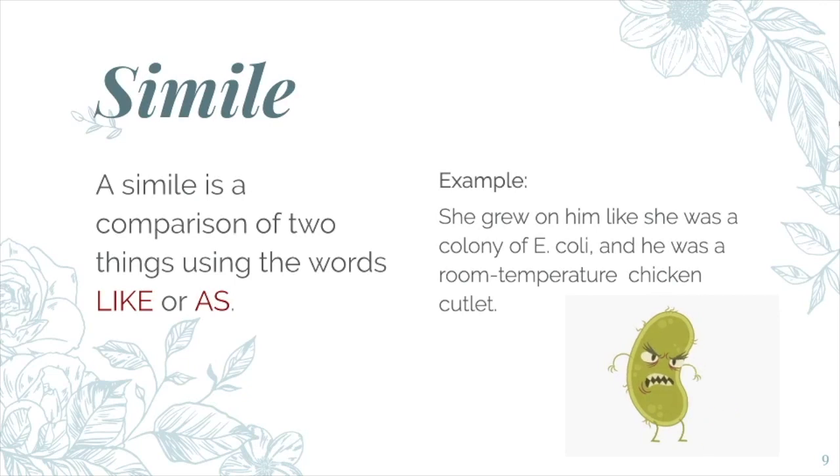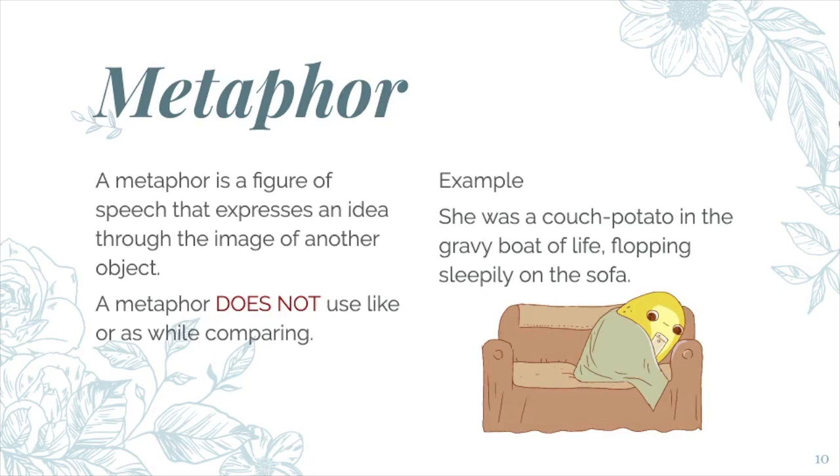First off is simile. A simile is a comparison of two things using the words like or as. For example, "She grew on him like she was a colony of E. coli and he was a room temperature chicken cutlet." Next up is metaphor. A metaphor is a figure of speech that expresses an idea through the image of another object. A metaphor does not use like or as while comparing. Example: "She was a couch potato in the gravy boat of life, flopping sleepily on the sofa."